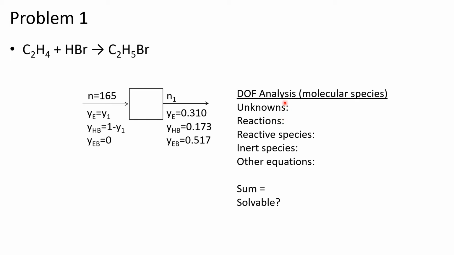Those will be things we add together. And then we'll subtract off the next 3 items from that to see if there are any degrees of freedom left. I would take a moment now and try to fill in this table and see if you can show that there are no degrees of freedom, that when we sum up the unknowns and reactions and subtract off the reactive species, the inert species, and other equations, we end up with a sum of 0.